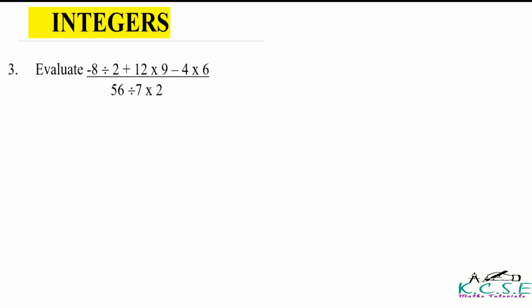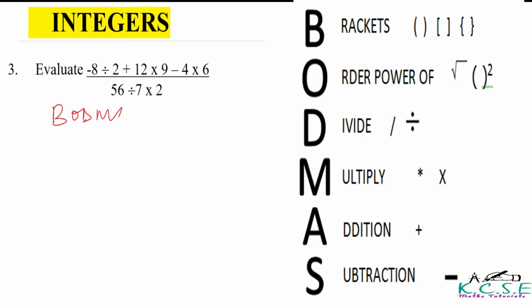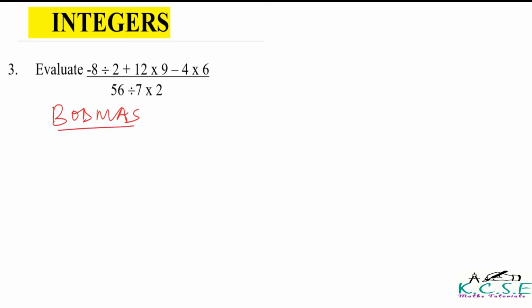Question number 3, evaluate. So in this question also, the first thing that you should remember every time you approach such a question is this rule. Don't forget this. This is the order of operation that we should follow when we have a mixture of signs and operations. So we will split these into two. We start by working the numerator.